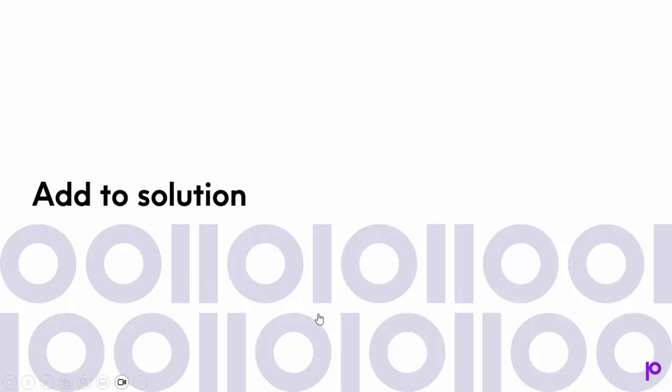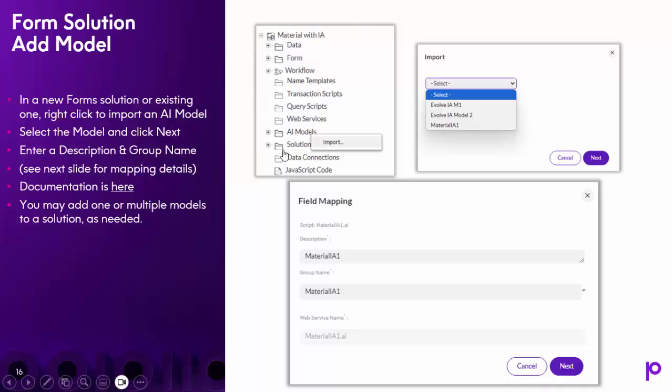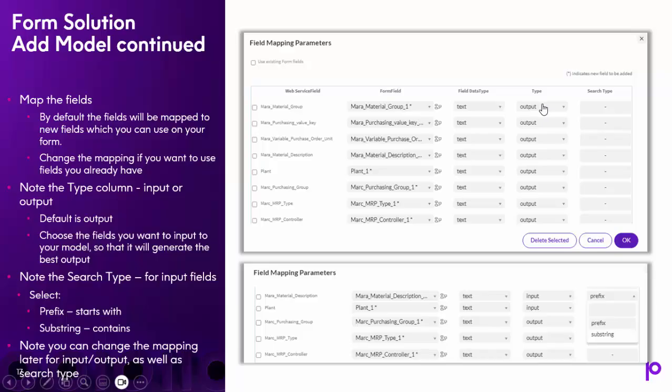Now let's take a look at how to use that model in an evolved solution. There's a new option here in the solution to import a model. Click import and then choose the model. This is where when the fields get displayed, you'll see all of the field names. You can map those to existing fields if you have them, or generate them new from the model. And everything defaults to output, and you would come through and select which fields become input. So we'll choose input for description and that it's a substring, and input for plant and that it's a prefix. And those are the two.